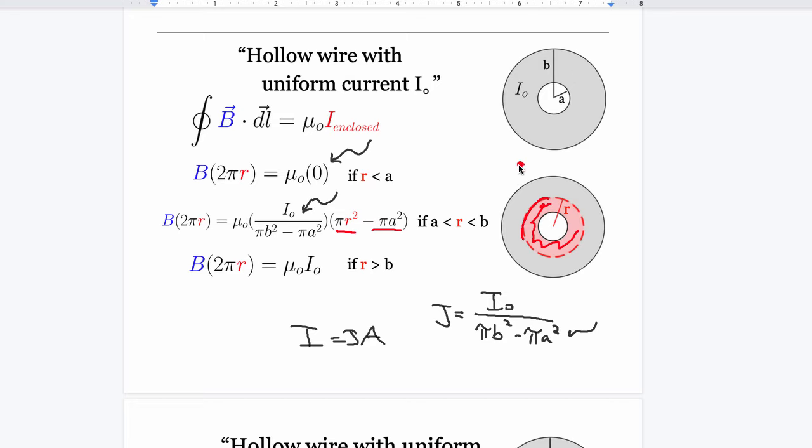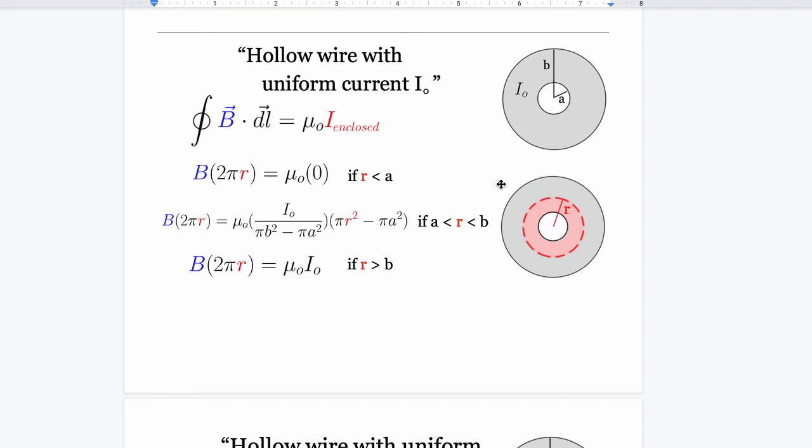What if your R was outside of this whole thing? Well, if they spotted you I naught, well, guess what? You enclosed all of I naught. You're getting all of I naught now. You could just throw I naught in here, move on with your life. Outside, it's just like an infinite straight wire, mu naught I over 2 pi R. You would never know the difference right there.